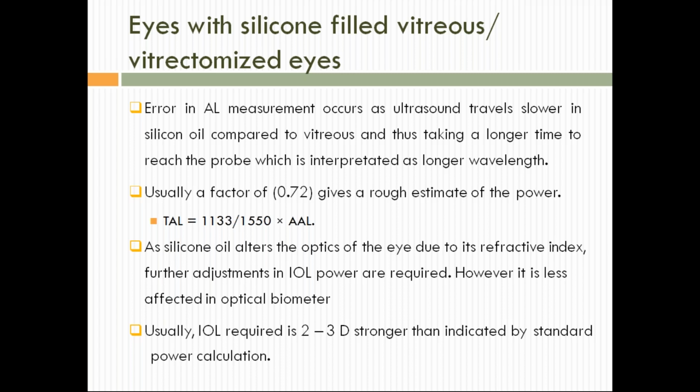Error in axial length measurement occurs as ultrasound travels more slowly in silicone oil compared to vitreous, and thus takes a longer time to reach the probe, which is interpreted as a longer axial length. Usually a factor of 0.72 gives a rough estimate. That is, true axial length equals 1133 divided by 1550 into apparent axial length. 1133 is the velocity of sound in silicone oil, and 1550 is the velocity of sound in the cataractous eye. So the ratio gives a factor of 0.72, and it is used to calculate the true axial length.